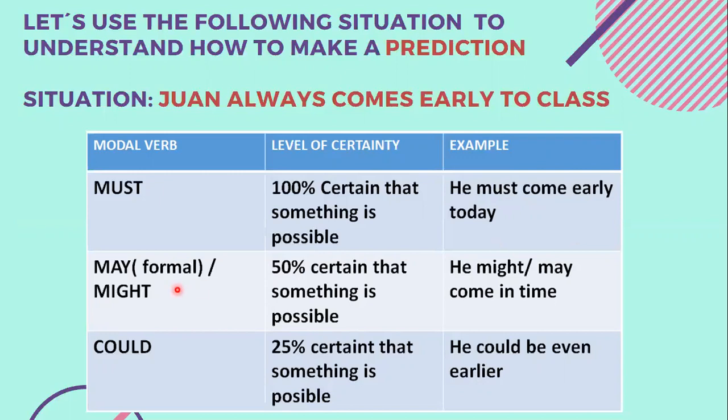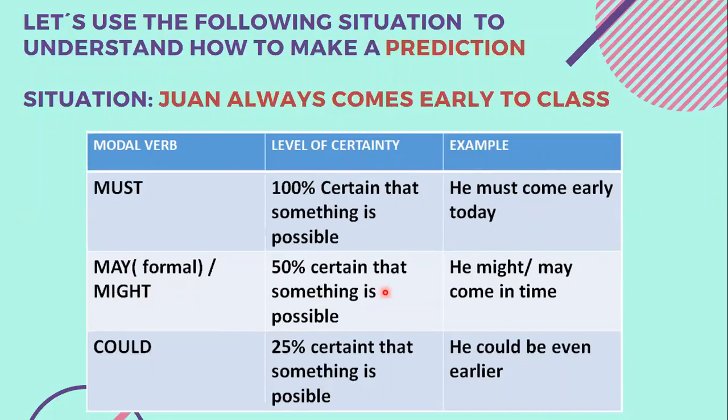Then you have may, that is the formal form, and might, that is the informal form. Remember that may and might don't have a difference, just that may is more formal and might is more informal. So if it is a person that I'm talking to the first time, I am going to use may. If it's somebody that I know from a long time, I use might.